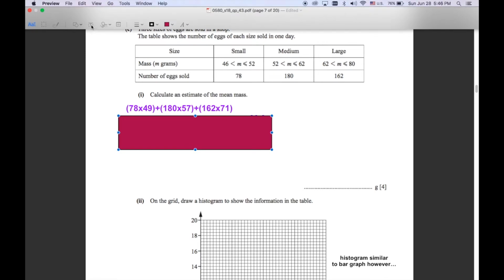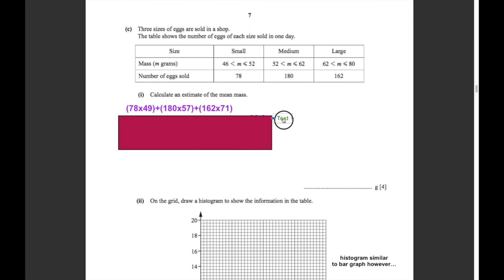So in this case, I'm going to take this right here. You're going to have 52 minus 46, okay? And then you're going to divide that by 2, which is equal to 3. So the middle number is 3. So what we're going to do is 46 plus 3, or 52 minus 3, and it gives you 49. So that's a number in the middle. And you'll do the same thing for the medium and large, and you get 57 and 71.